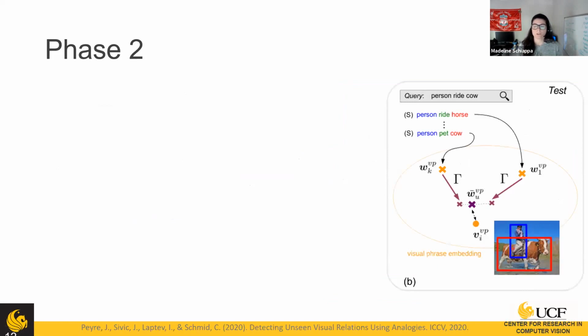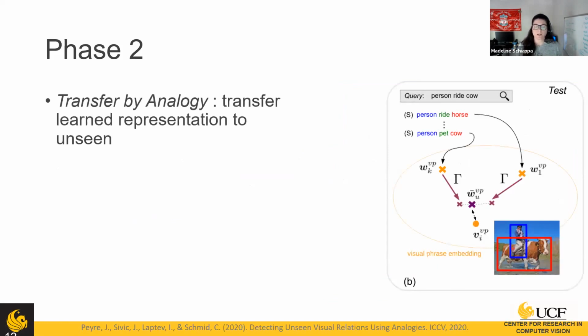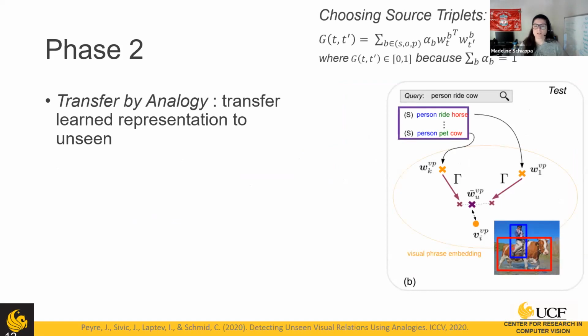In phase 2, we're trying to transfer that learning into unseen triplets. So they call this transfer by analogy. It starts where we're given a target query, which is in this example, a person, ride, cow, and we need to extract some source queries that we want to compare that to and transfer the knowledge we learned about those source queries into the target query.